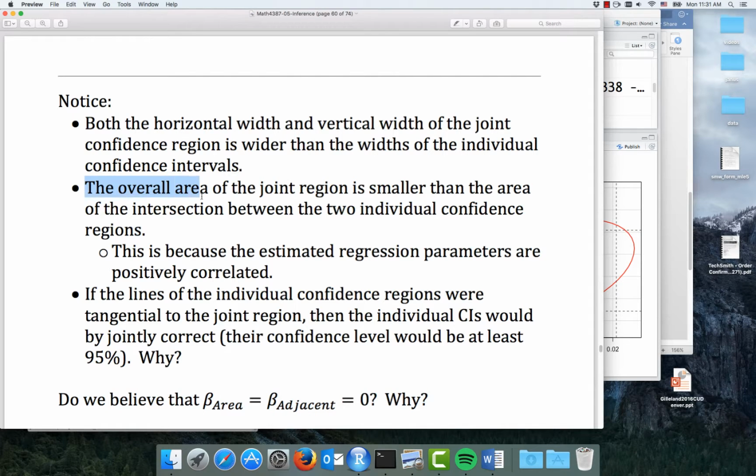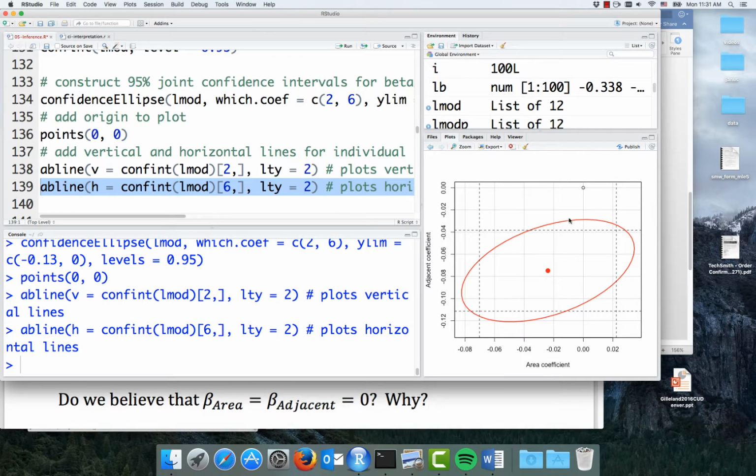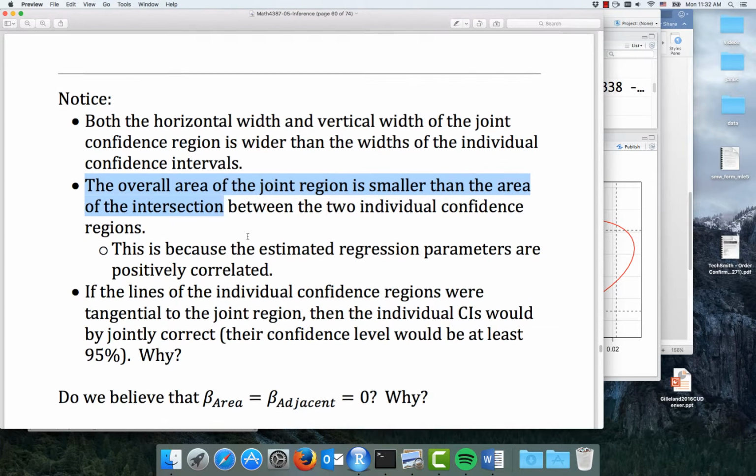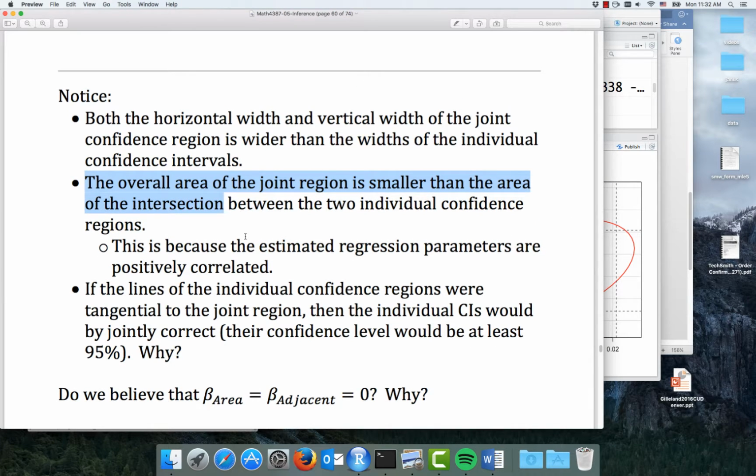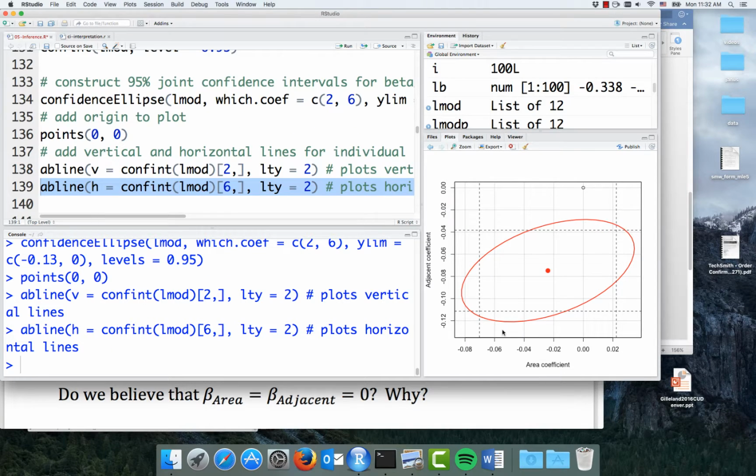However, surprisingly, the overall area of the joint region is smaller than the area of the intersection between the two individual confidence regions. That's because we have this angled ellipse. And the reason that it's angled, as I mentioned before, is because the estimated regression parameters are positively correlated. They're correlated, and so we take that into account when we're constructing our confidence region.